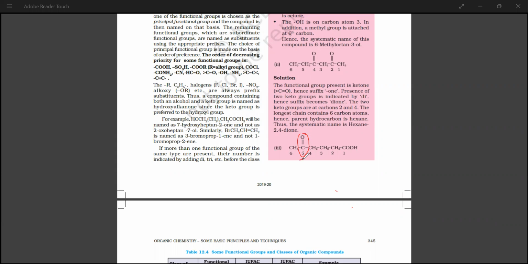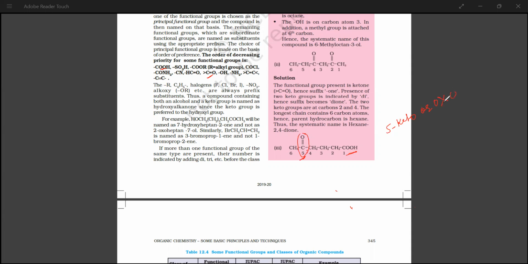And when will this be used as a prefix? When a stronger functional group than this is there, that is carboxylic acid. Carboxylic acid is stronger than ketone, so this will be given priority. Then this won't be used as a suffix. This will be used as a prefix. And the prefix for C double bond O is keto, so 5 keto or oxo.